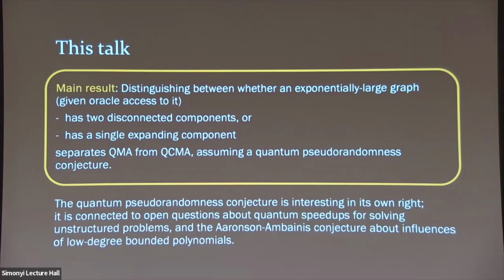The quantum pseudorandomness conjecture that I'll get into, I think it's interesting in its own right, because it's connected to open questions about whether there are quantum speedups for solving unstructured problems. And also something called the Aaronson-Ambainis conjecture, which is about influences of low degree bounded polynomials.